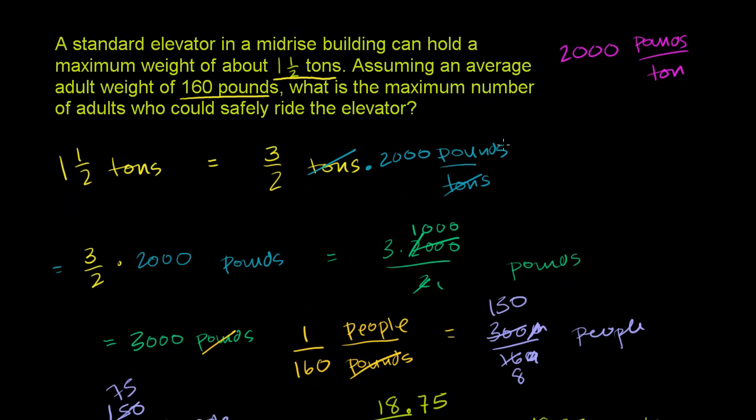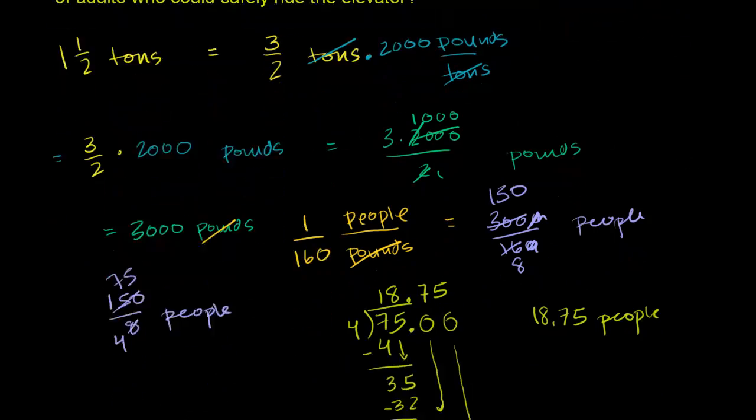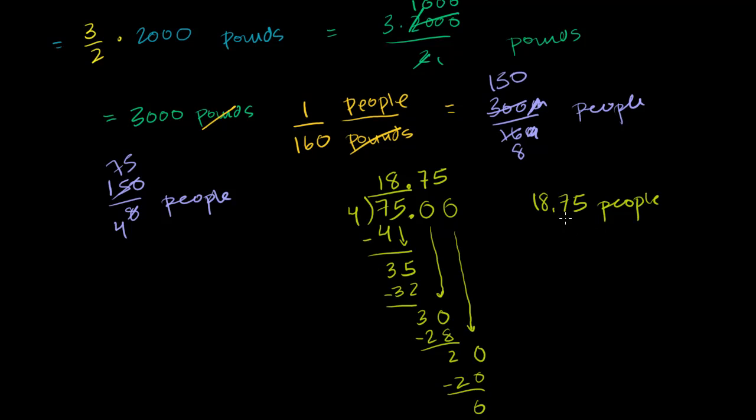Now, did they want a decimal? What is the maximum number of adults who could safely ride the elevator? Well, if they're all going to be average, then the maximum number of adults, since you can't have 3/4 of a person, or 75 hundredths of a person, the maximum number is going to be 18. If you have 19 average weight adults, you're going to be too heavy and the elevator will fall or something.